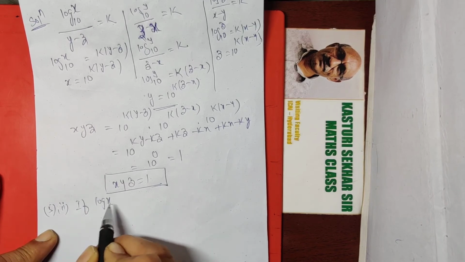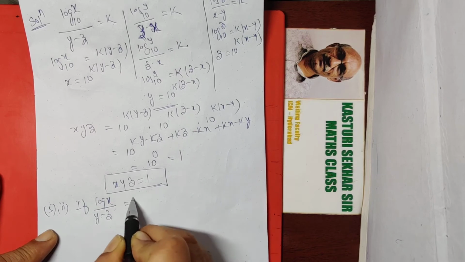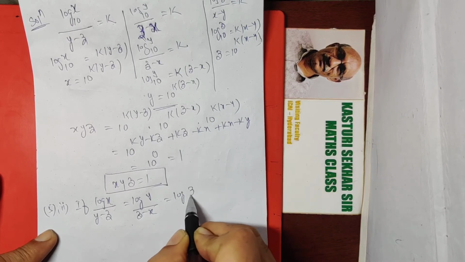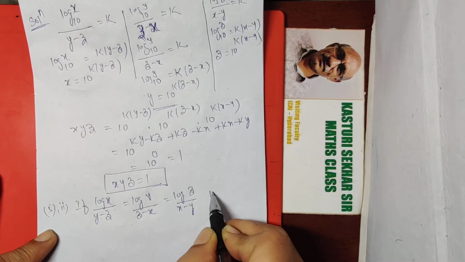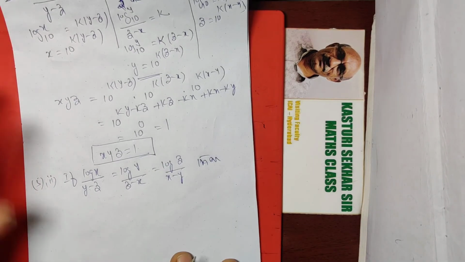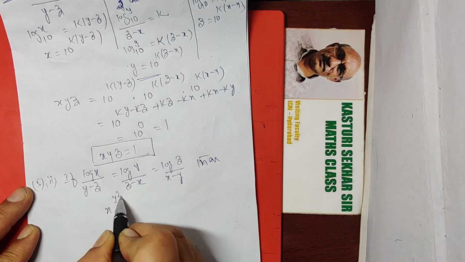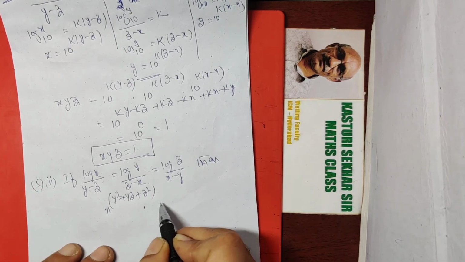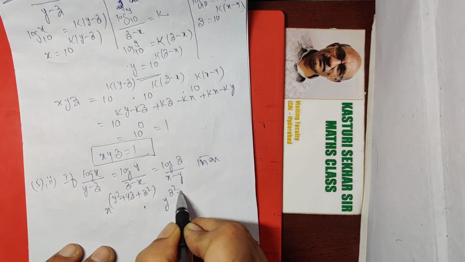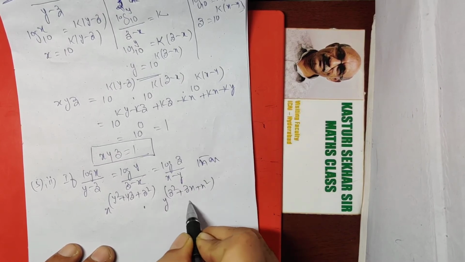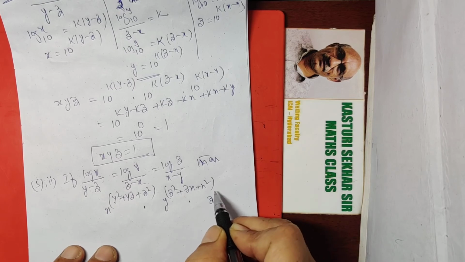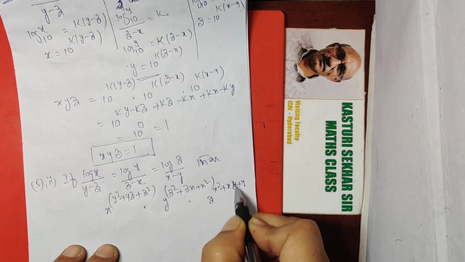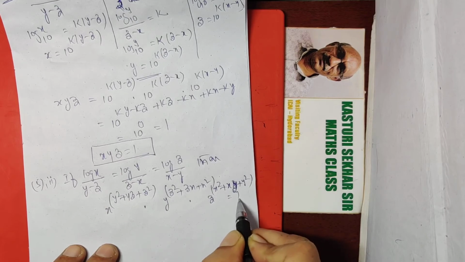If log x divided by y minus z is equal to log y divided by z minus x, is equal to log z divided by x minus y, then x to the power of y square plus yz plus z square, into y to the power z square plus zx plus x square, into z to the power x square plus xy plus y square is equal to question mark.